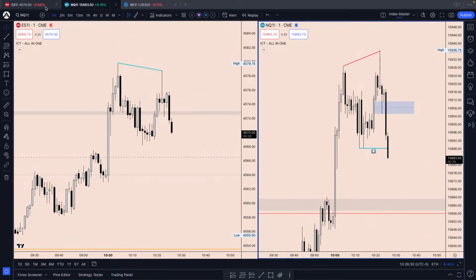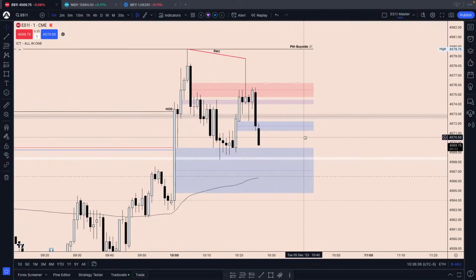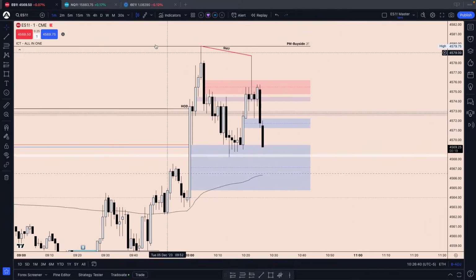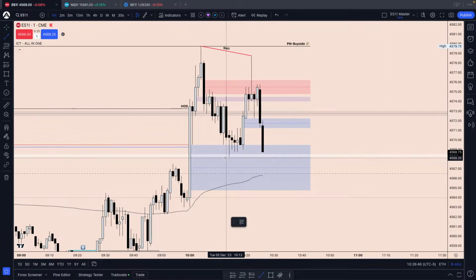I'm gonna only follow it on ES, but I pointed it out here. I don't trade NQ. But we will stay up to date with it, with that same level right here on ES.